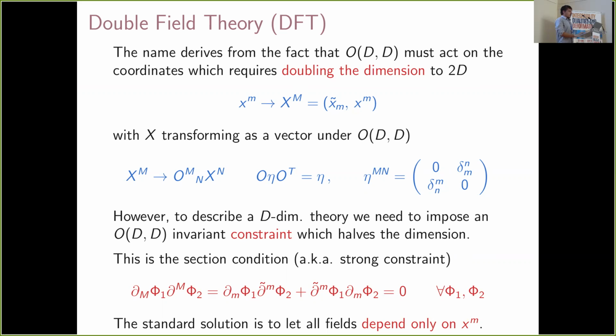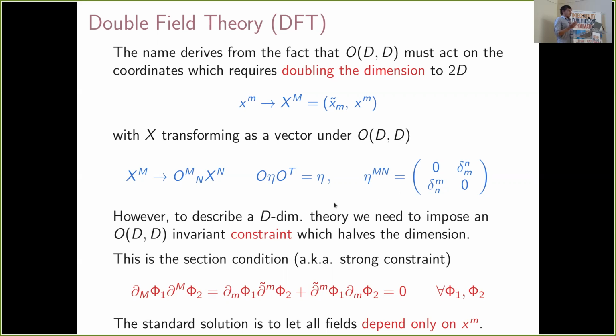And now the point of this is that now this big X can transform as a vector under O(D,D). It's in this way, where this O(D,D) matrix by definition preserves the O(D,D) metric, which we encountered also in Olaf's talk this morning. And because of the split symmetry, you can write it as ones off the diagonal.